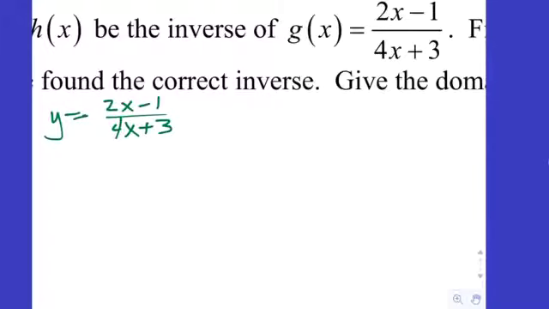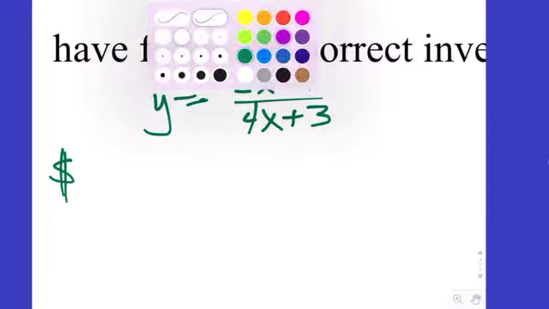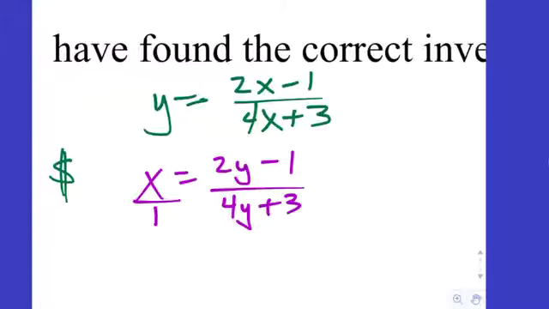This makes a very good quiz question, by the way, and a very good test question. So now that I've called g y, what's the next step, the money step? Switch x and y. Good. So we get x equals 2y minus 1 all over 4y plus 3. Now algebraically, we just have to solve for y, but it's in two different places. So what would you do next if you had to solve for y? You could do the long division, but there's an easier way.